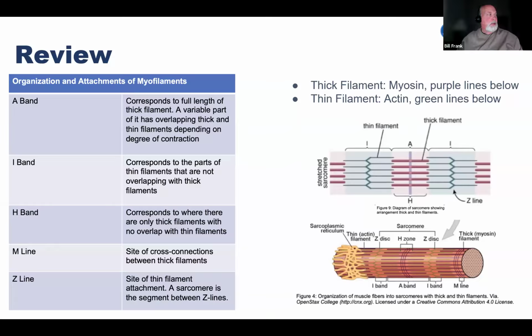So I did look up the actin and myosin. Actin is a microfilament. Myosin is a motor protein. Okay. And it forms thick filaments.